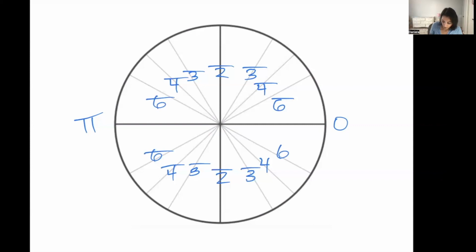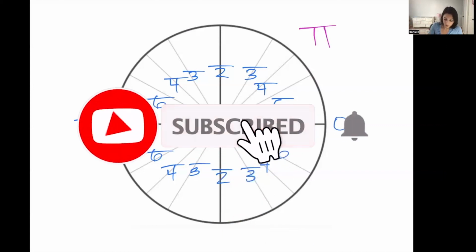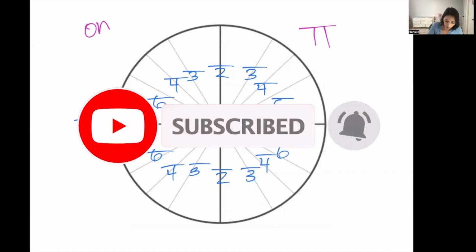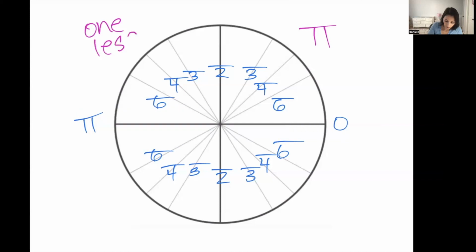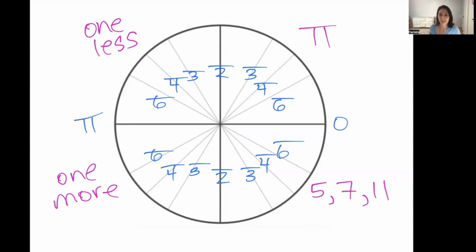And then a super easy way to remember it, I guess I could do red or pink, whatever. Everything in this quadrant is going to be pi. I'll talk about what this means. This quadrant is all going to be one less. This quadrant is one more. And then in this quadrant 4, you just have to memorize it's 5, 7, 11. So it's a good thing there's that store 7-Eleven. So that's easy to remember.